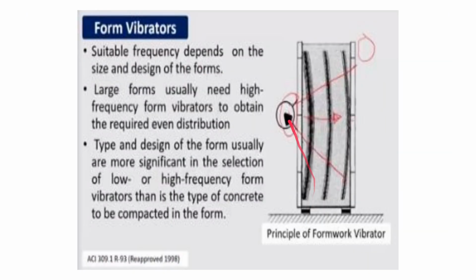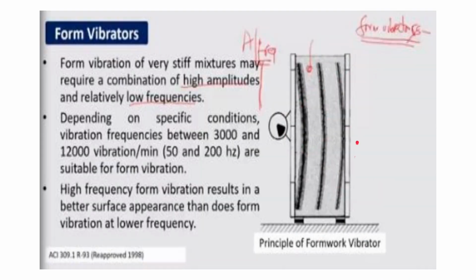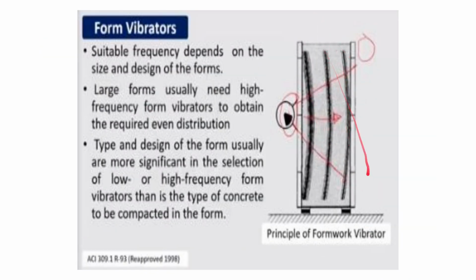So this is the example of form vibrator. As you can see here, the vibration occurs in the form and is dispersed through the concrete medium. The vibration is traveling through the concrete medium, as you can see, in a curved manner. So suitable frequency depends on the size and design of the forms. Large forms usually need high frequency form vibrators to obtain the required even distribution. Type and design of the form usually are more significant in the selection of lower or high frequency form vibrators than is the type of concrete to be compacted in the form. So for form vibrator, the form is more important than the concrete.